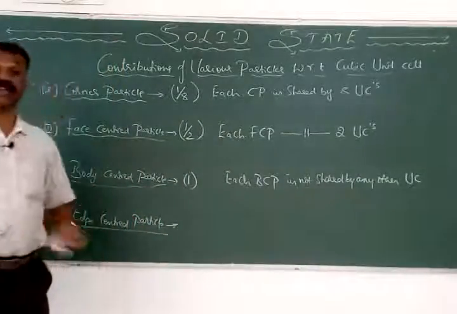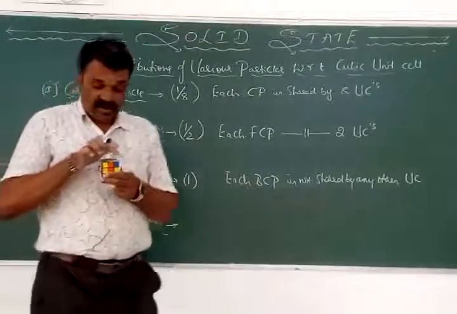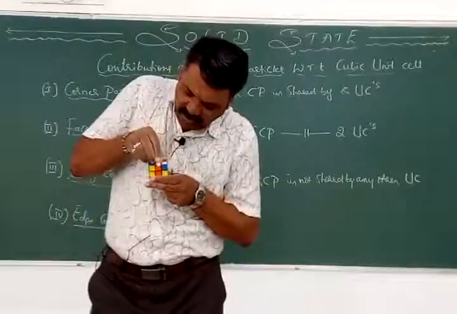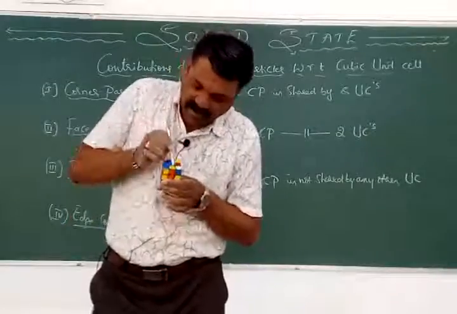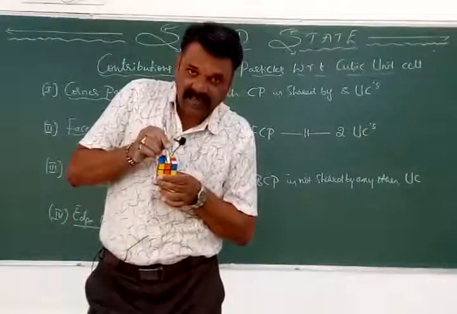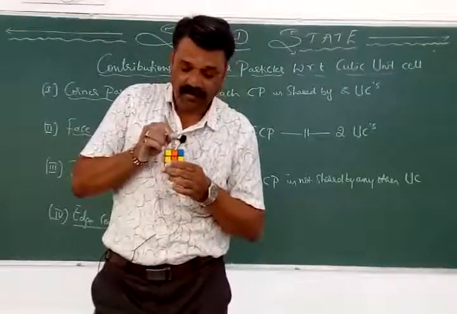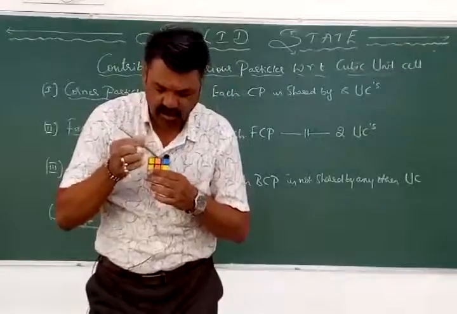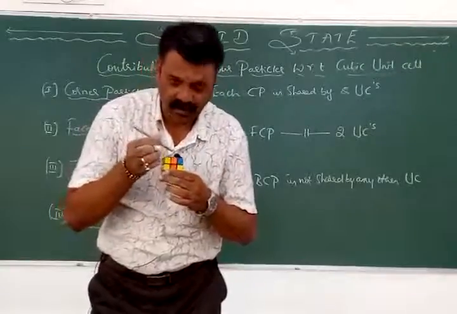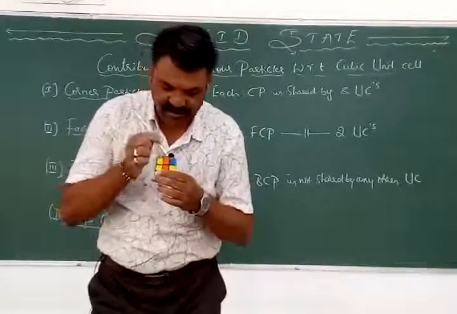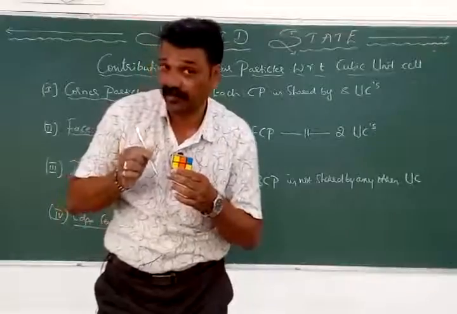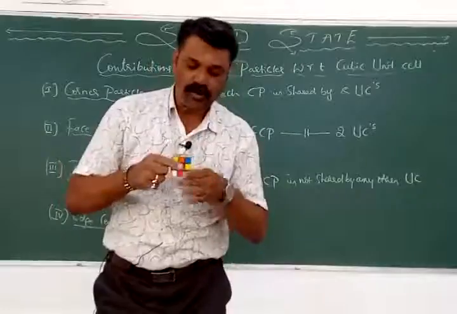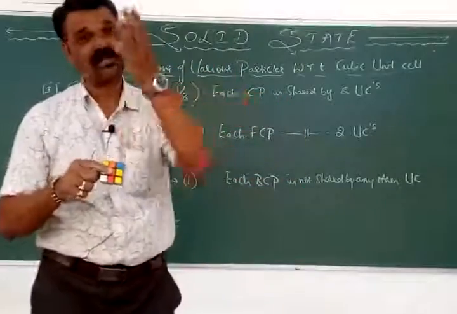Then we will have the edge centered particle. What is the edge center here? This is the edge of the cube, and this is called the edge centered particle. If I put one cube here, can I say that this edge is common to these two? If I put another cube here, it does not touch this one, but it touches only the neighboring one. So here 2, and if I put another 2 here, that means 4.